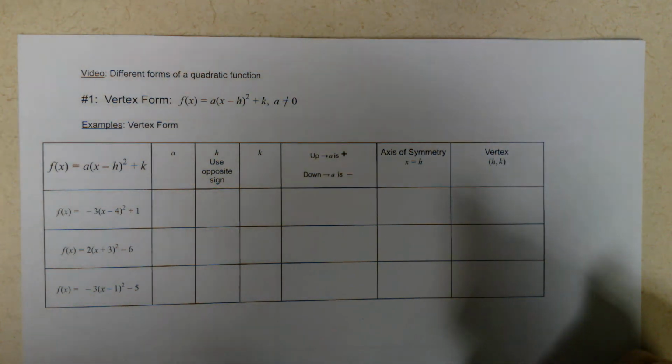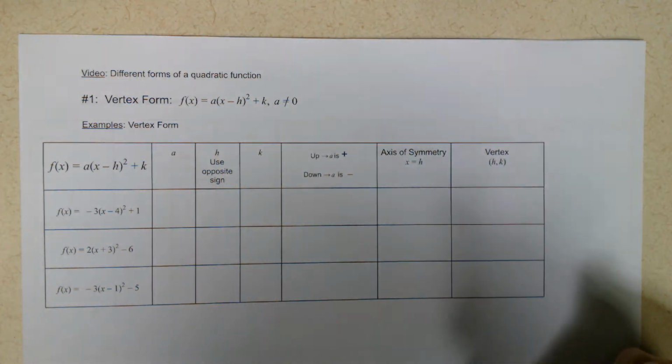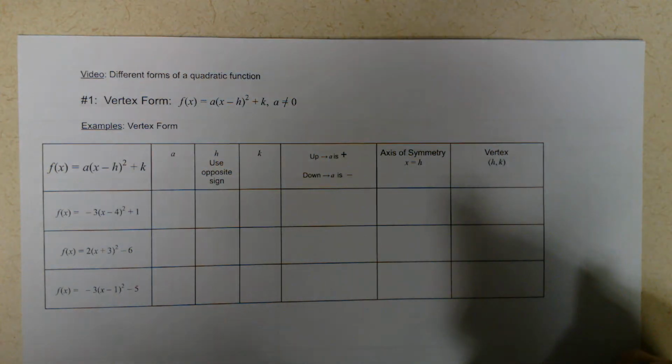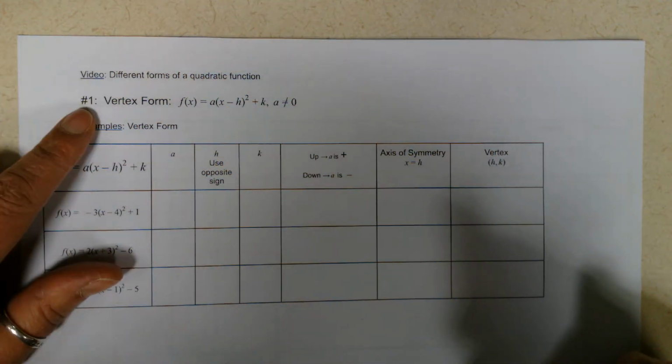Hello, this is Dr. Mears, and today we are going to learn about different forms of a quadratic function. There's going to be three different forms, and from these three forms, we're going to learn about various information that they provide. The first form is vertex form.